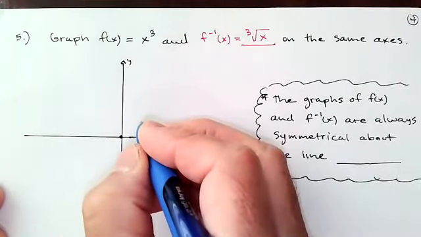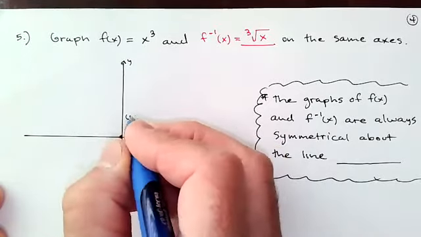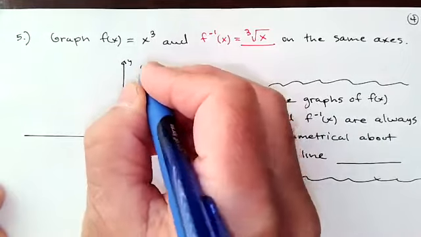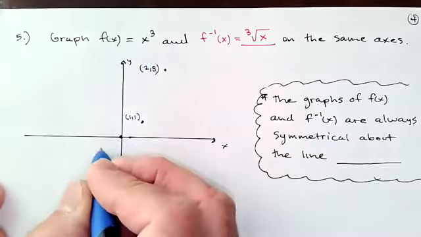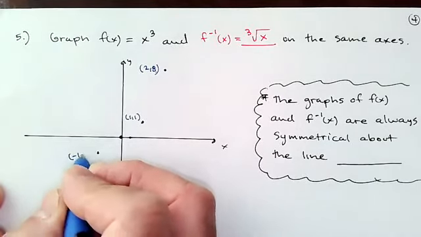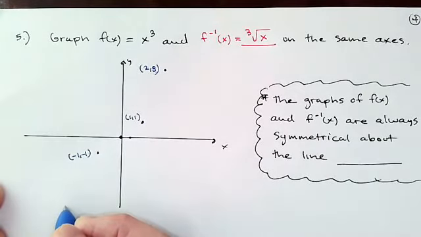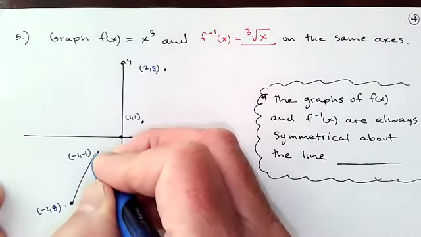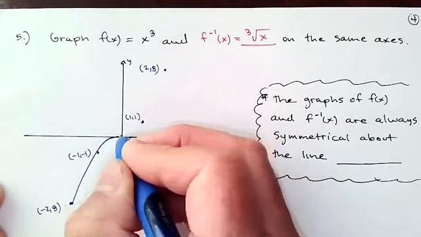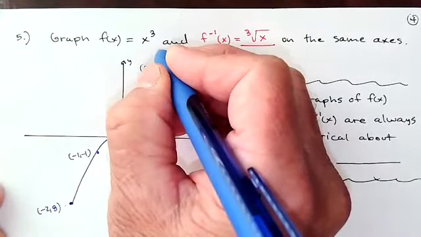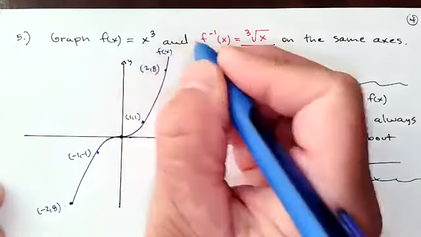Remember, it passes through 1, 1. If x is 2, 2 cubed is 8. It passes through -1, -1, and then -2 cubed is -8. And it has that look, remember, it gets kind of flat at the origin and curves up like this. So here's y equals x cubed, f of x.